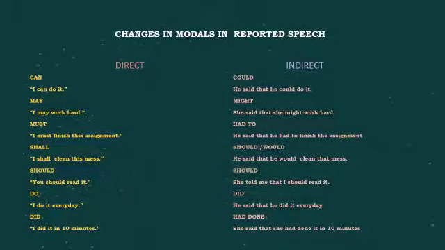Now, let us look at the changes in modals or auxiliary verbs in reported speech. Can. "I can do it" becomes could. He said that he could do it. May. "I may work hard" becomes might. She said that she might work hard. Must. "I must finish this assignment" becomes had to. He said that he had to finish the assignment.